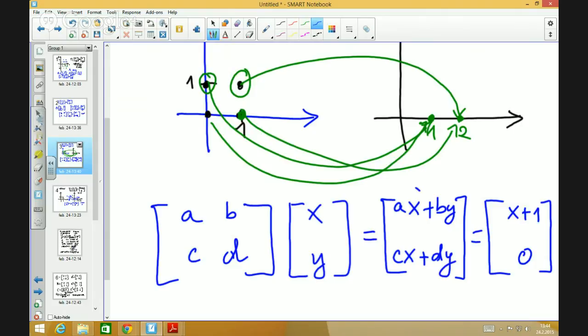So this thing here should always be equal to x plus 1. Is it possible? Well, this should always be equal to x plus 1, no matter what x is. Now, x is a parameter. So you have to find a and b such that a times x plus b times y should be fixed, should always give you x plus 1 afterwards, no matter what x and y you put in.